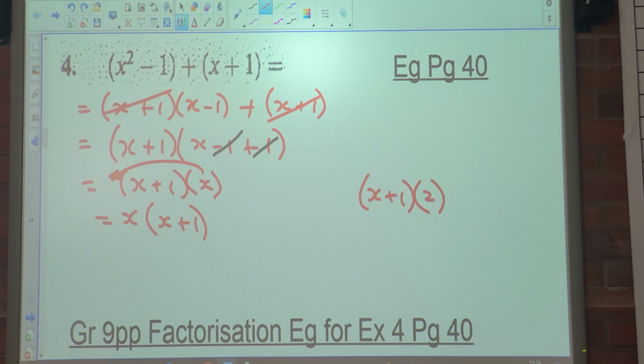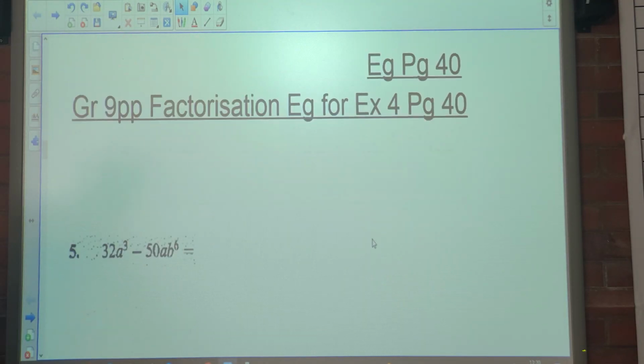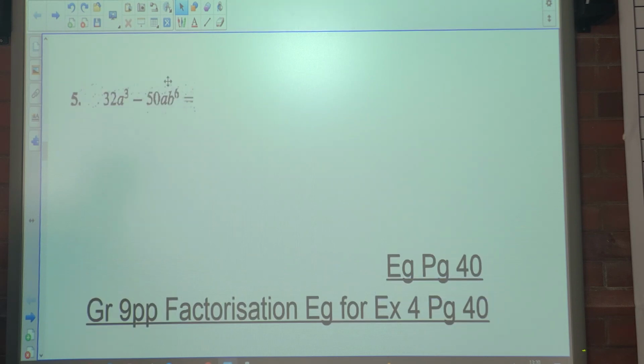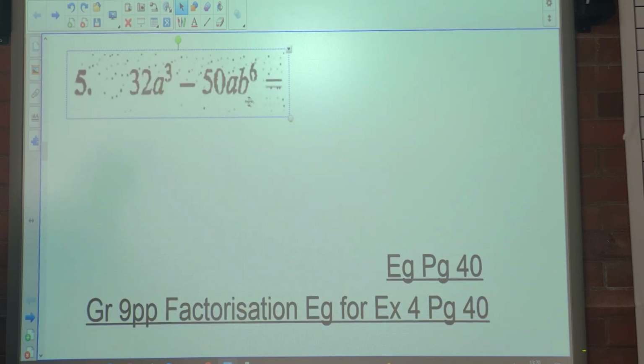A sum like this is worth 1, 2, 3, 4, possibly 5 marks, 4 or 5 marks. Okay? But this is going to be your easy 5 marks, not so? Yes, easy. Because you're going to consider your geometry easier than this. Yes. You enjoy geometry more than factorization? Yes. You?